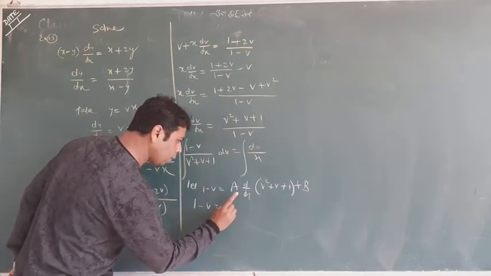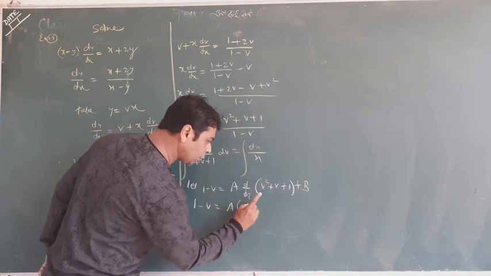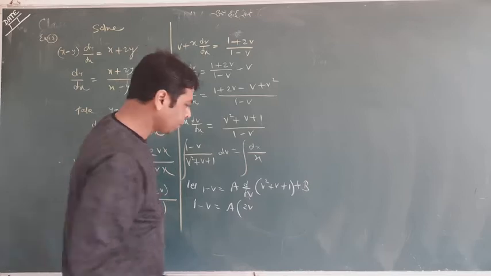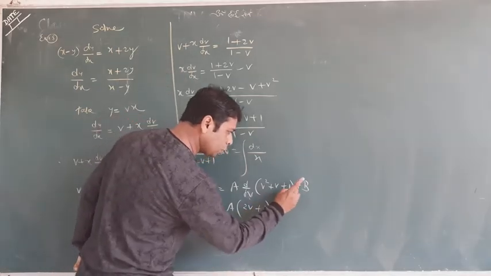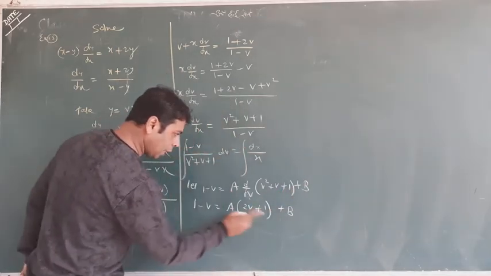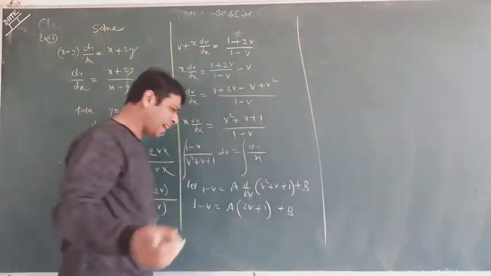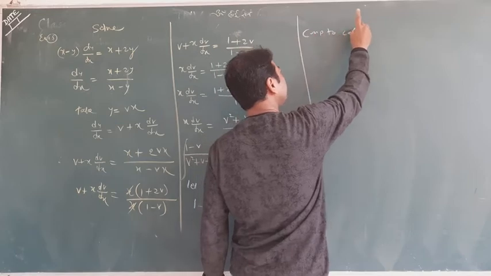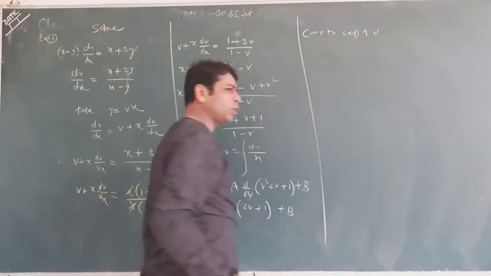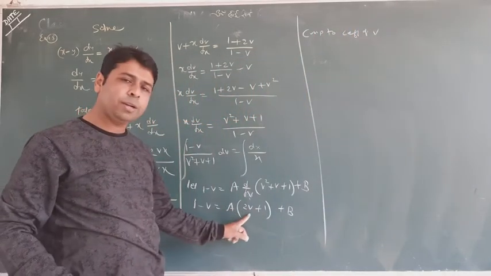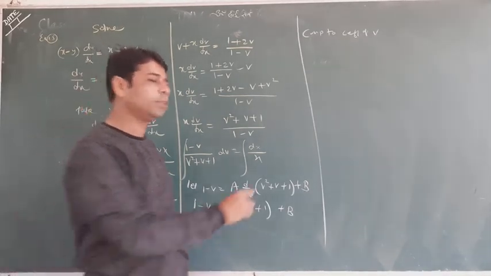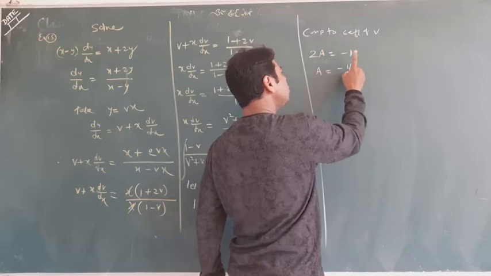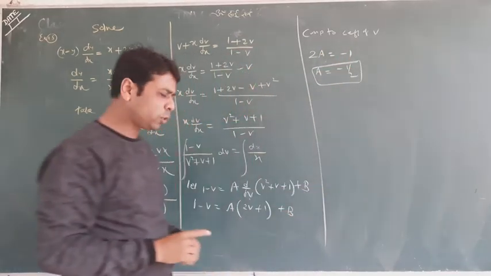So 1 minus v equal to capital A, do differentiation here, d by dv because the term was in v, 2v plus 1, 0 plus B. And now I'll compare. You can understand the comparison. Compare the coefficient of v on both sides: 2A v, so 2A, and it is minus 1. So 2A is equal to minus 1. So A equal to minus 1 by 2 we've got. A equal to minus 1 by 2.